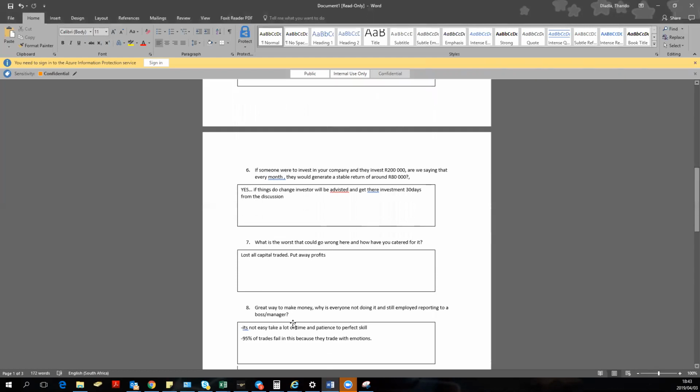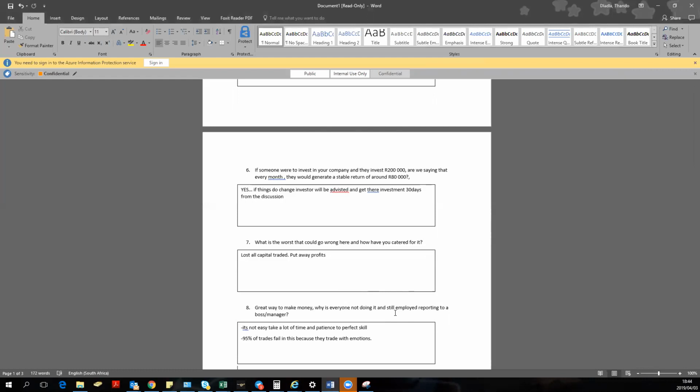Okay, number 8, great way to make money. Why is everyone not doing this? The reason why everyone is not doing this is because it's not as easy as I make it seem. It took me 4 years to get to this level. The reason why traders in the banks are the most highly paid is because they train themselves.